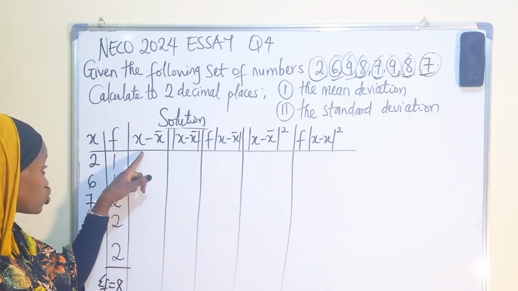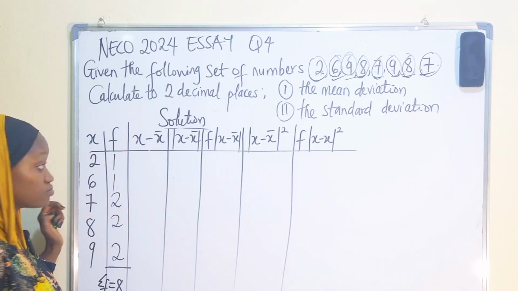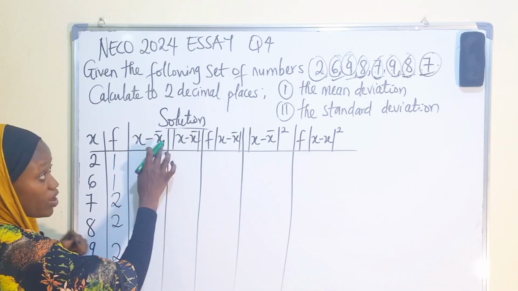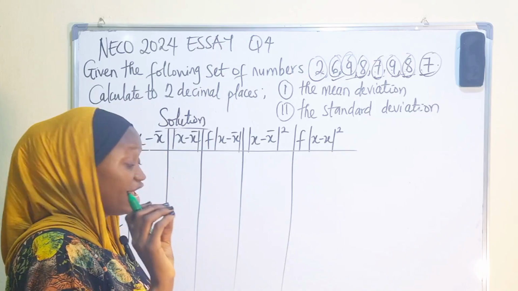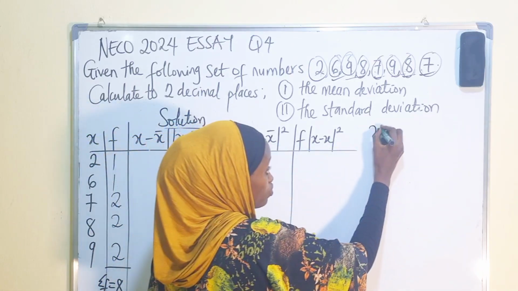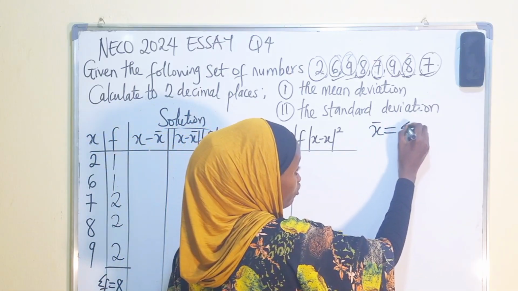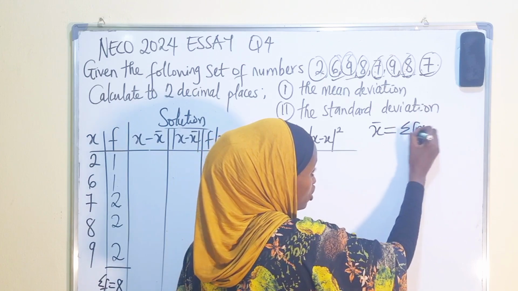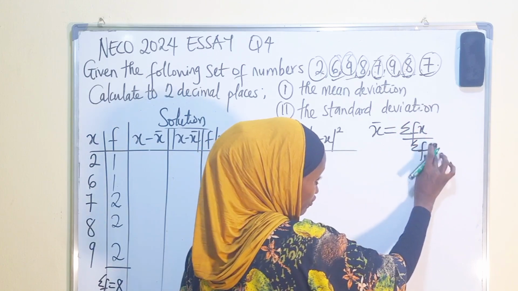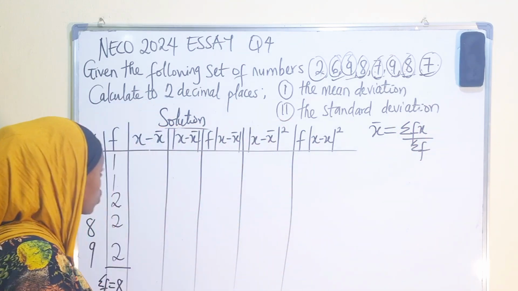Now let's move on to the next column, which is x minus x bar. For x minus x bar, we are required to get the value of x bar. X bar means our mean. And the mean has a formula of summation of f of x, all divided by summation of f. All right? So now let's complete this.